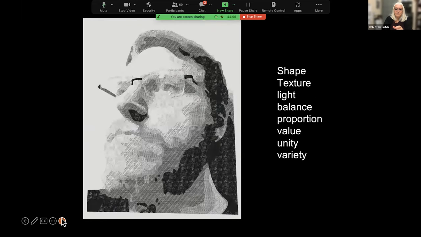Still shape. Here's another one. This one printed out zillions of paper with text on it and then reassembled it to create their own self-portrait. Still black and white, great grayscale.